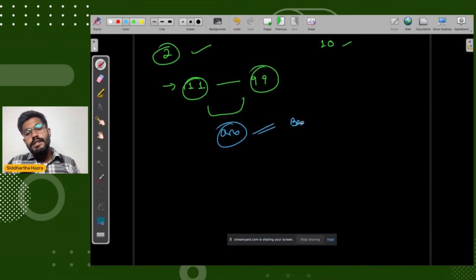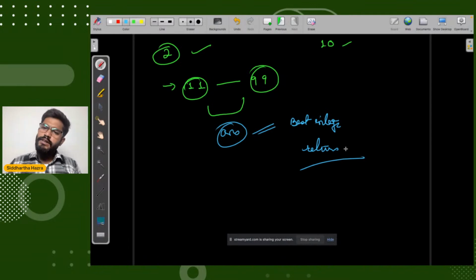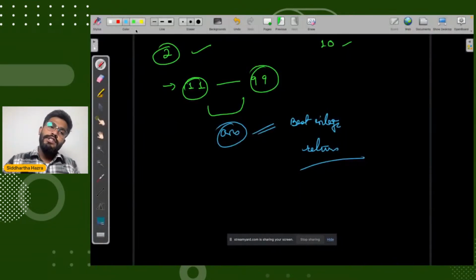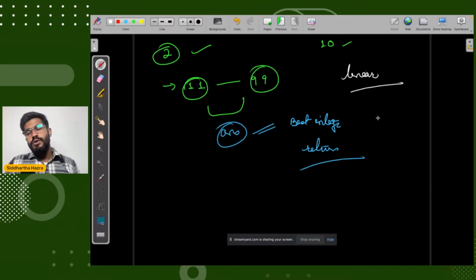They are the best integers. I would count them and I would return them. Simple enough. But the problem is, the time complexity of this approach would be linear, because we are just checking and iterating. To take out the sum of a particular integer, it is just the number of digits, so I can say it is constant or log n, whatever be the scenario.